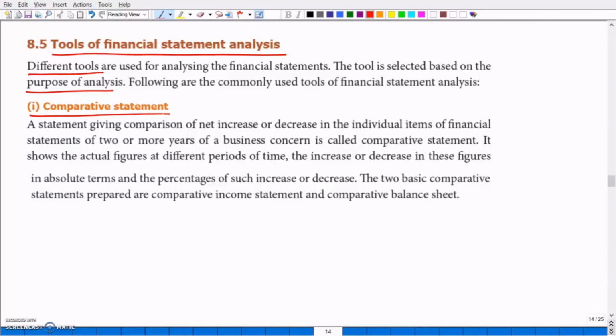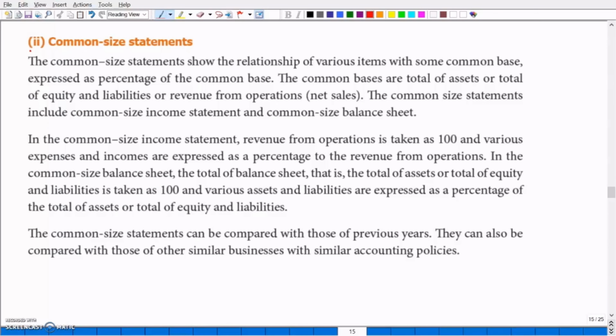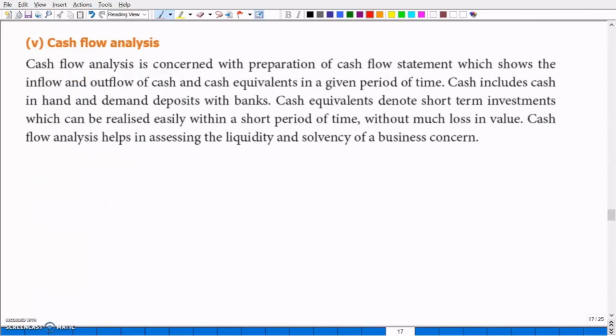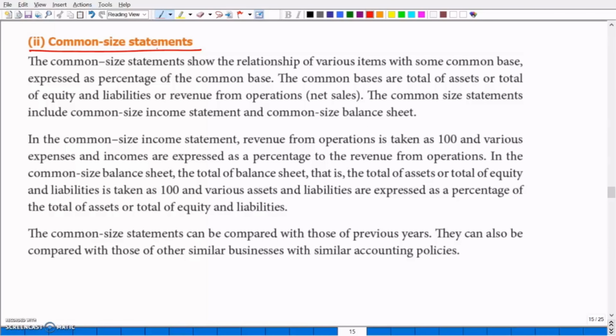Number 1, comparative statement. Number 2, common size statement. Number 3, trend analysis. Number 4, fund flow analysis. And number 5, cash flow analysis. Let's see one by one.